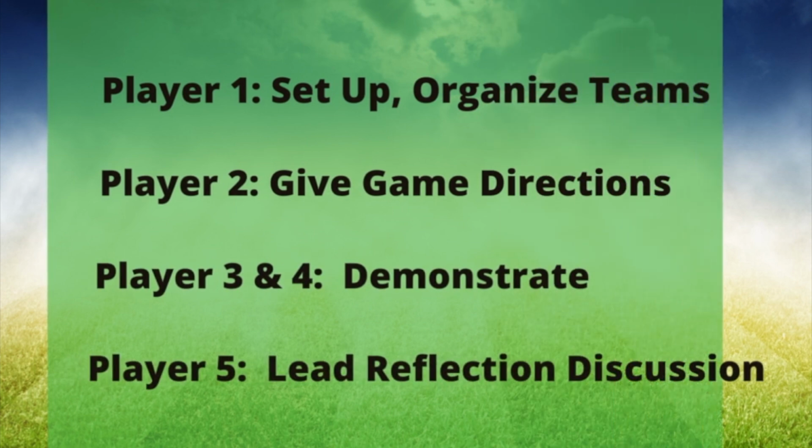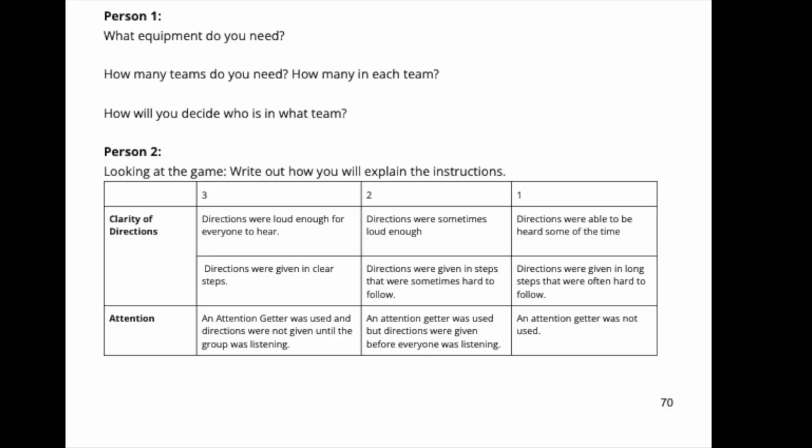Person 1 will set up and organize the teams. Person 2 will give the game directions. Persons 3 and 4 will demonstrate the game, and Person 5 will lead the reflection discussion. If you have uneven groups, adding someone to give the directions or to help with the reflection is a great choice. Now you'll give your players time to plan out how to run their game using the worksheet.